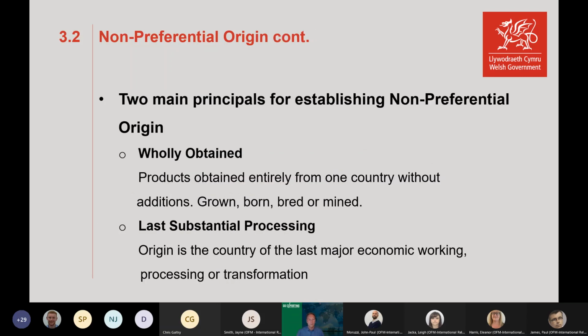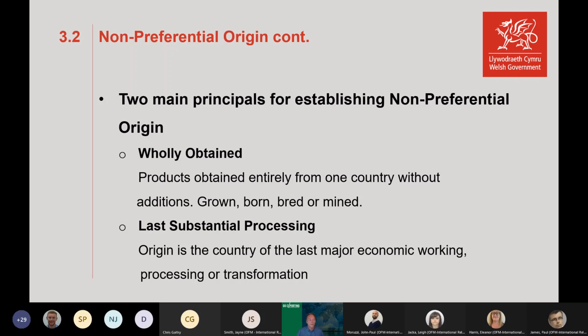So there are two main principles for establishing non-preferential origin. First is wholly obtained, which is self-explanatory really. Those are products which are obtained entirely in one country without any additions. So in general, things which are grown, born, bred, or mined within a country are products which can be classed as wholly obtained, so their origin is undisputed effectively.